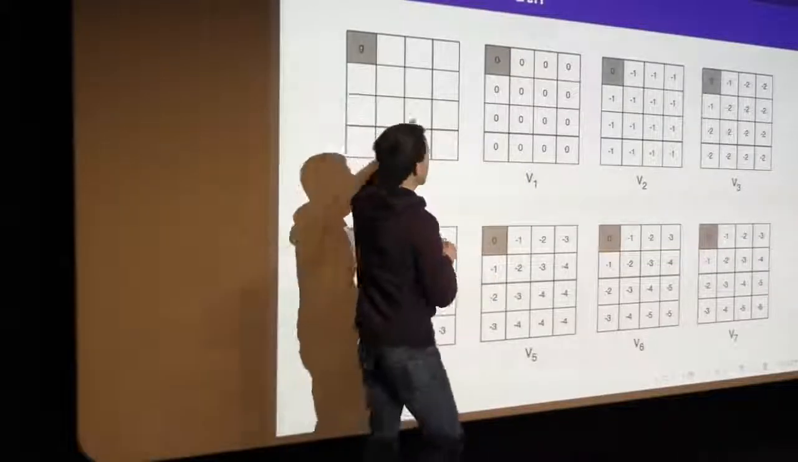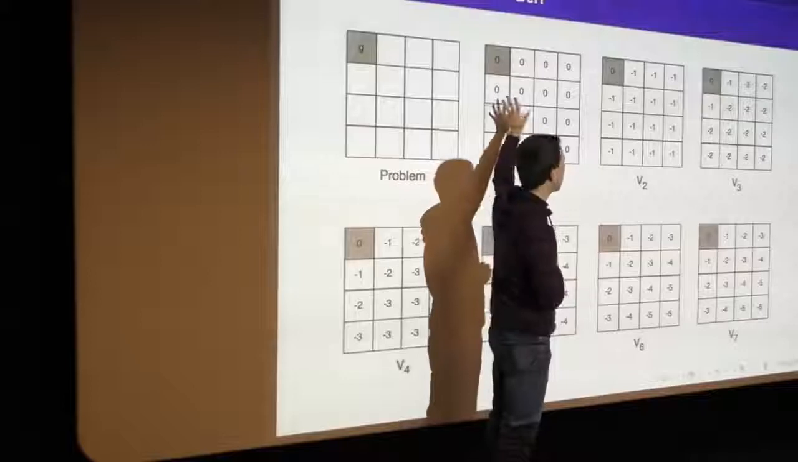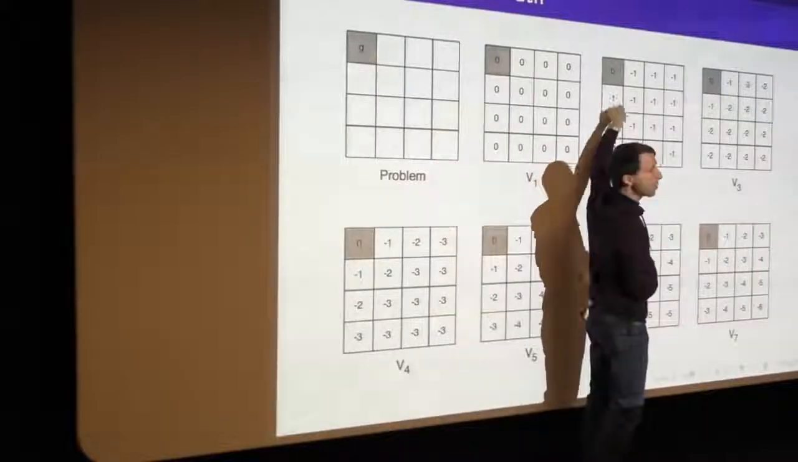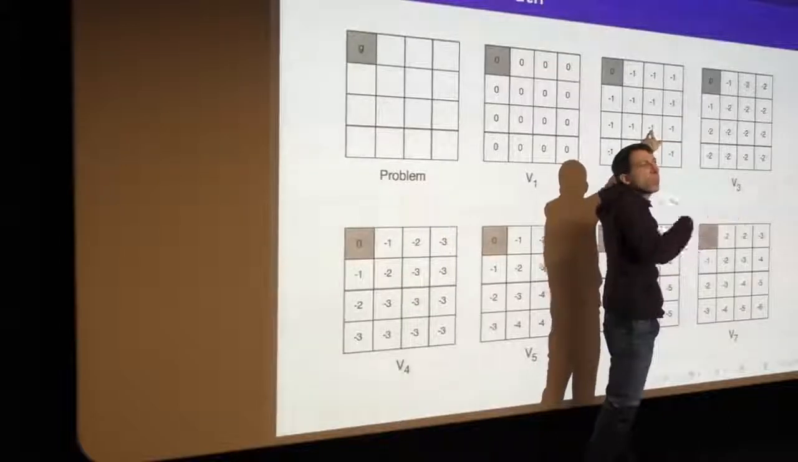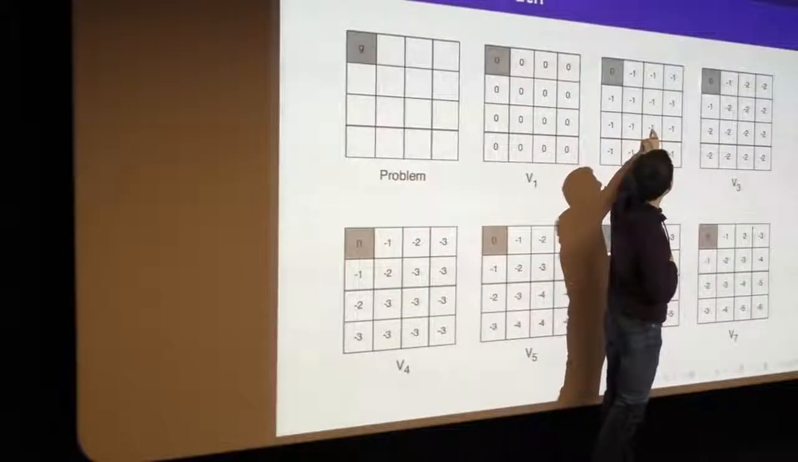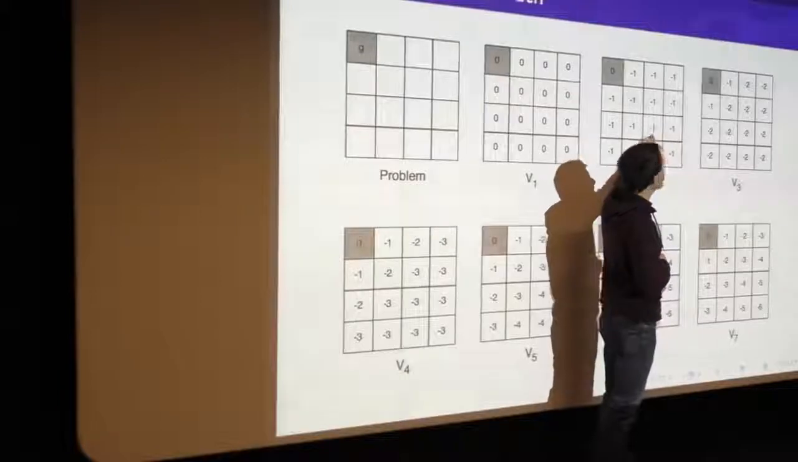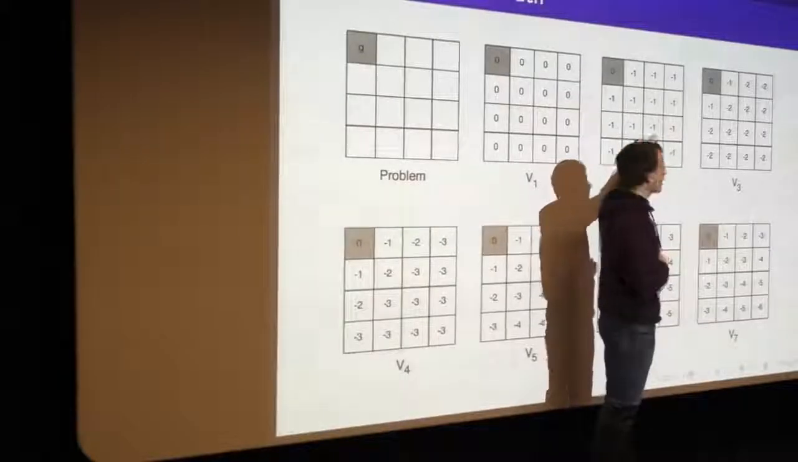So we start off with some arbitrary estimate, all zeros, and we update all the states, not just the ones next to the goal. We update this state as well. We don't know until we try it, until we do our 1-step look ahead. If we did a 1-step look ahead from here, this might have taken us to the goal. And so we update everything.